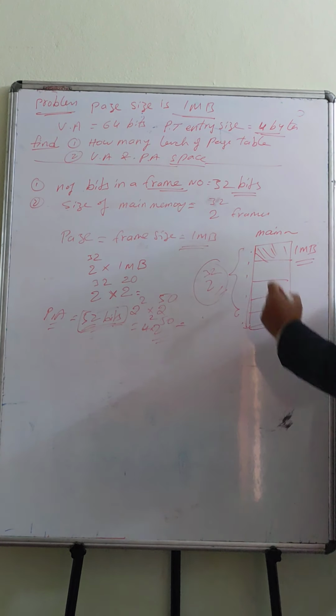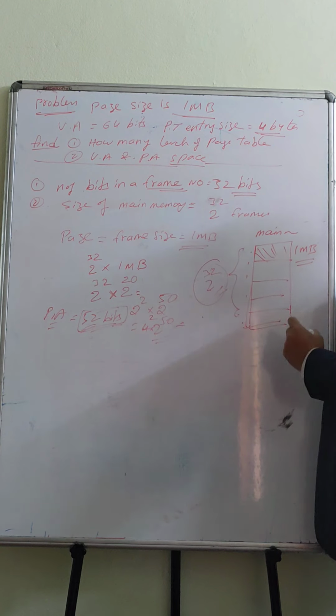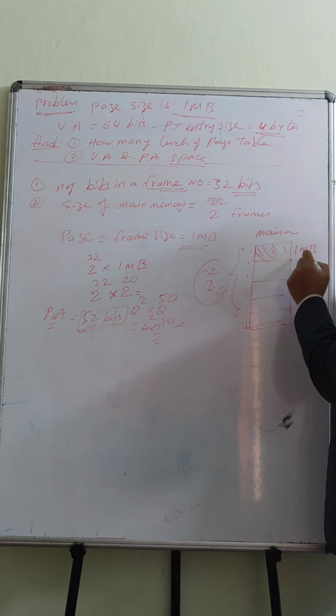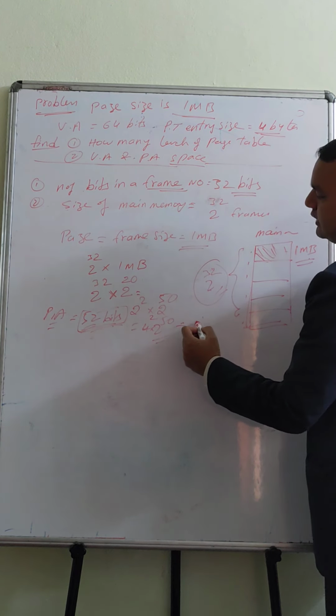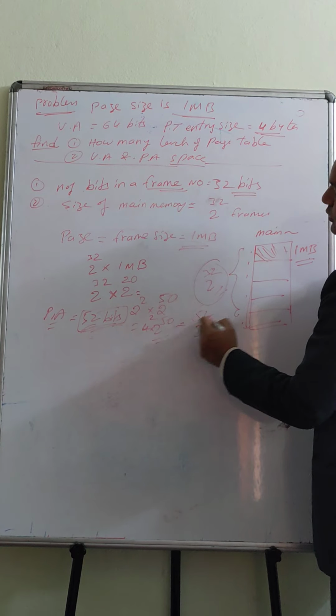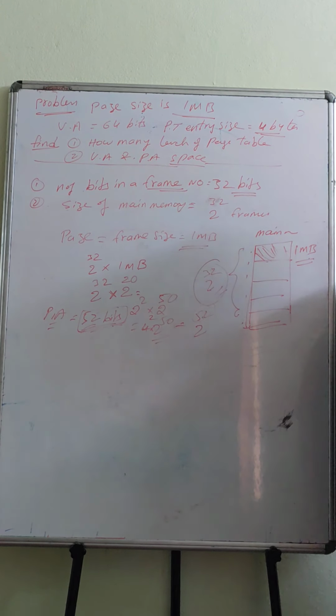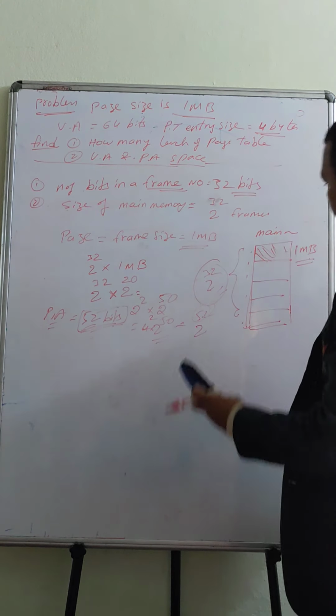Understood? We calculated 2 power 32 frames, each frame is 1 MB. So when we calculated, we got 2 power 52. So 52 bits we required for physical address. Okay.